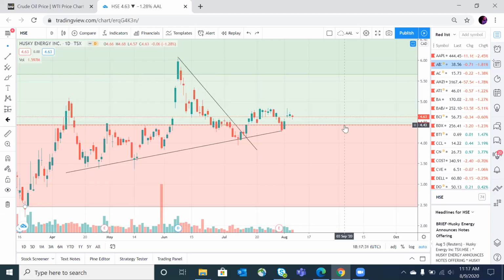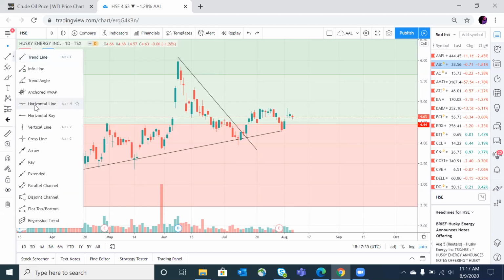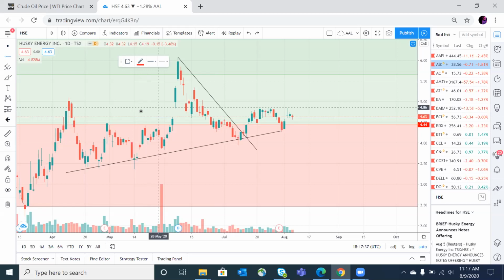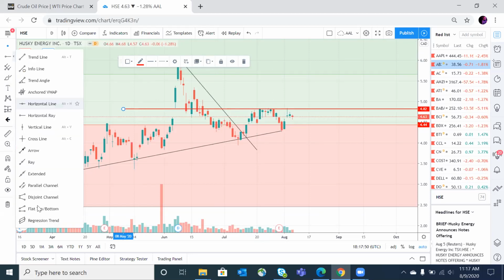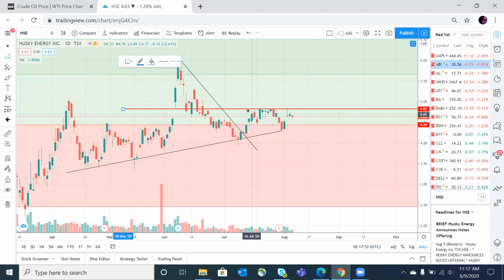Husky was at 4.63 in the last trading session. Now let's take a support line here, a resistance line. So this seems to be a very strong resistance, 4.82 for this stock. It tried to break it several times, but it was not able to. Here, while it was in a consolidation phase, if I draw a consolidation channel here, this one seemed to be till here.